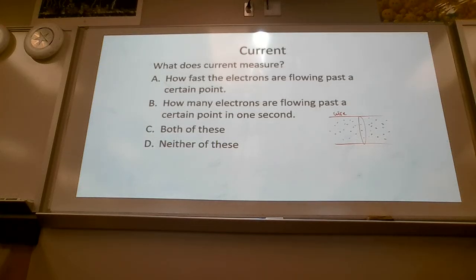Question. Is it possible for fast-moving cars to have the same current as slow-moving cars? Tell your neighbor how that would be possible.